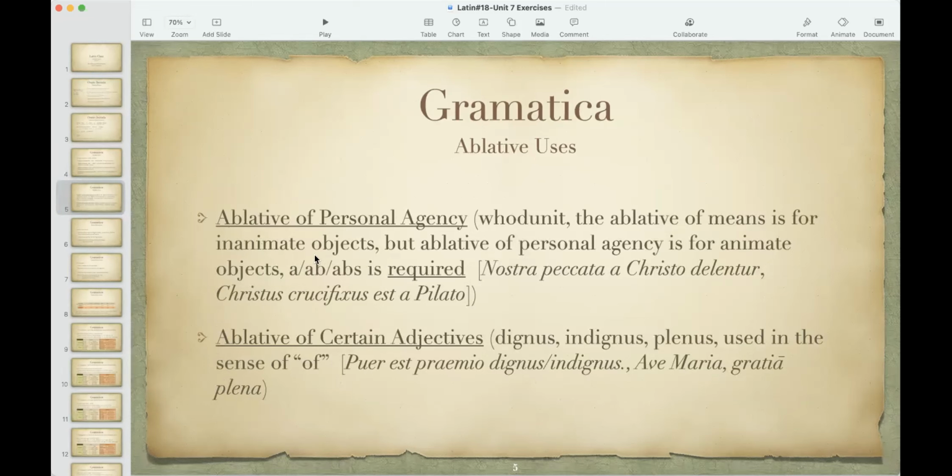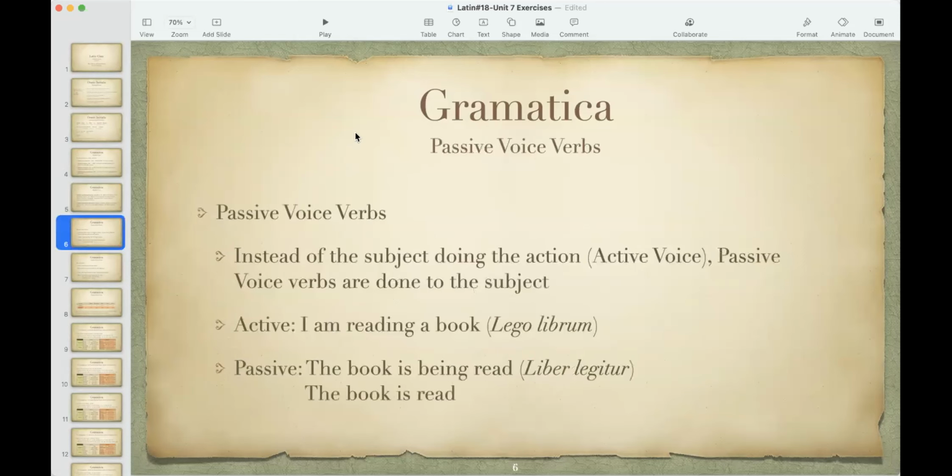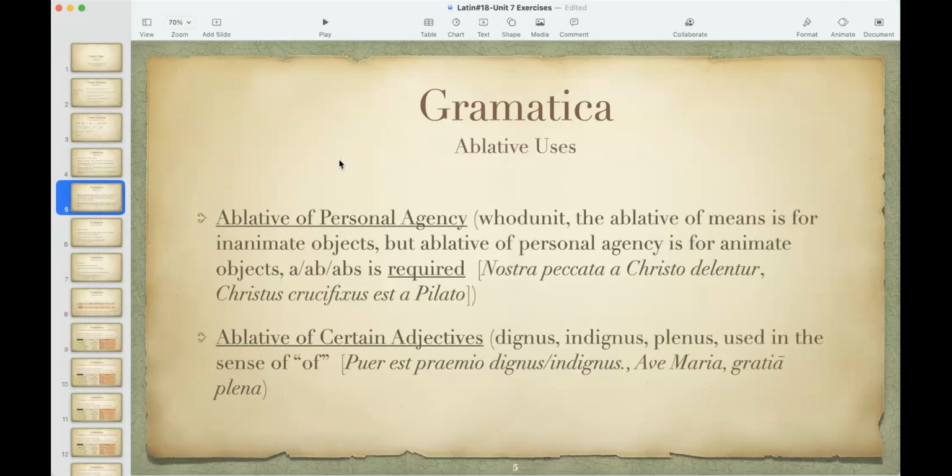The ab, besides, can mean by or for or from. And so for persons or for animate objects, then it is required. And then the certain adjectives, well, that's just the way Latin is. But again, it's not too bizarre. So, any questions on the ablative? Let's start with that.